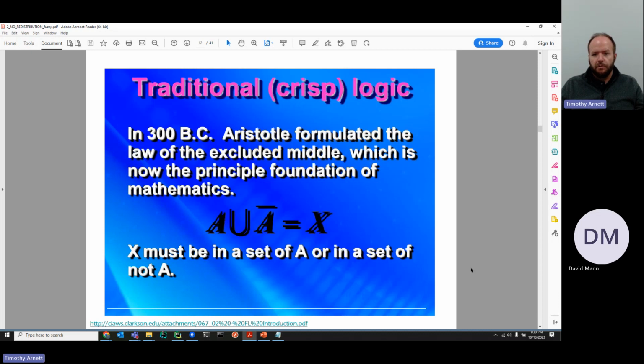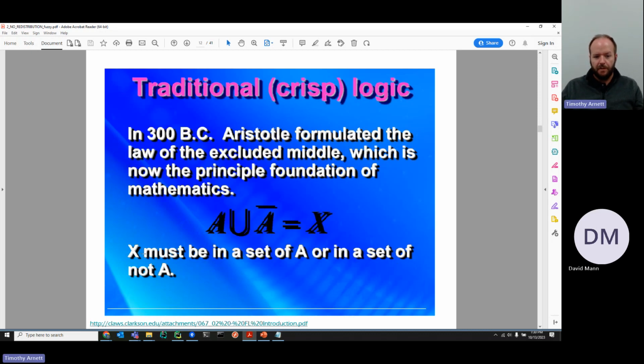So, traditional crisp logic: probably the better way to say it is that the construct was created in 300 BC by Aristotle. He formulated the law of the excluded middle, which is a very important topic in classical logic, which is now the principal foundation of mathematics.